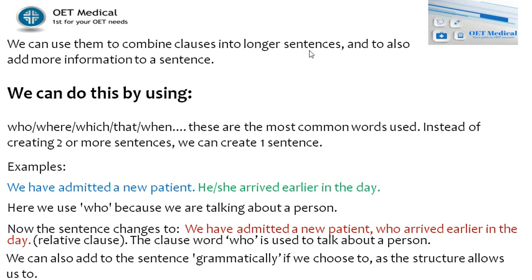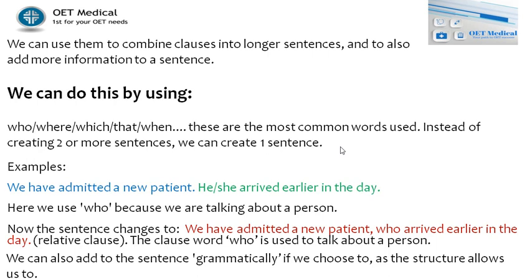Now, because we can use who, we change our sentence to: we have admitted a new patient who arrived earlier in the day. So, who arrived earlier in the day is the relative clause. And remember, why is it a clause? Because a clause has a subject and a verb. Who is the subject, because the subject is the person, the new patient. Arrived is the verb, so it has a subject and a verb. If there's no verb, it's not a clause. Yes, very important. So if you write a sentence and it doesn't have a verb in it, it is not a clause. A clause must have a subject and a verb.